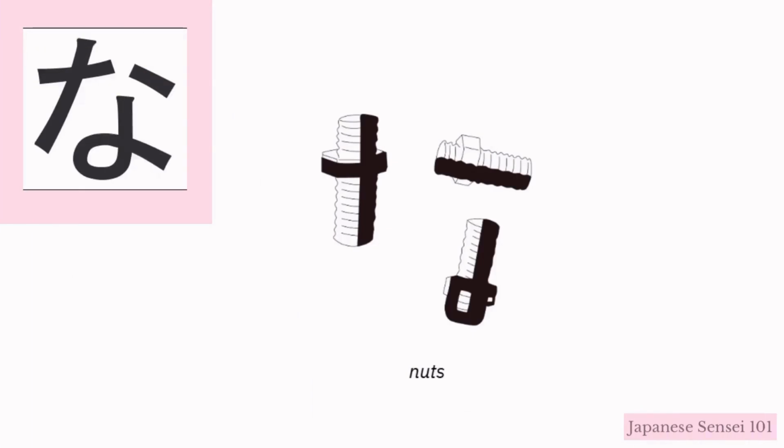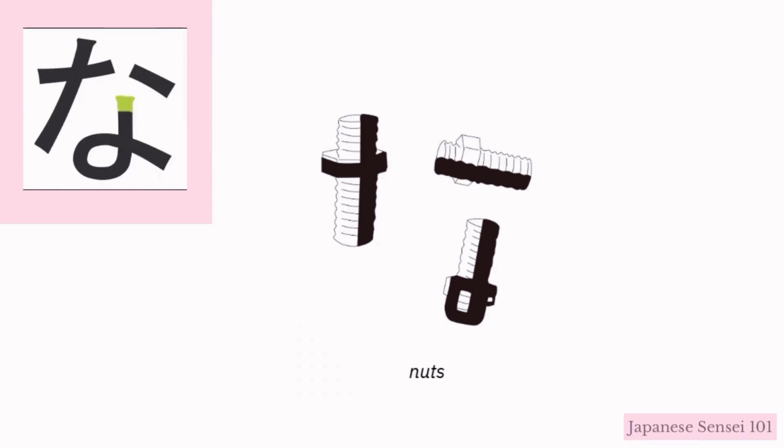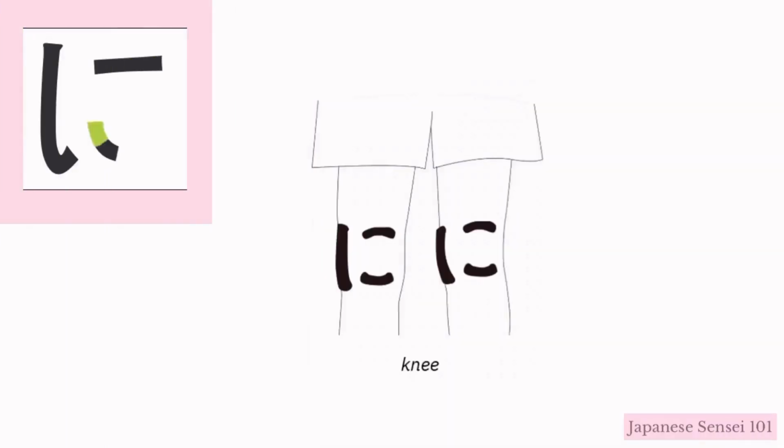Na. To remember the hiragana character na, you can visualize it as a cluster of nuts. Ni. To memorize the hiragana character ni, you can visualize it as a pair of knees.